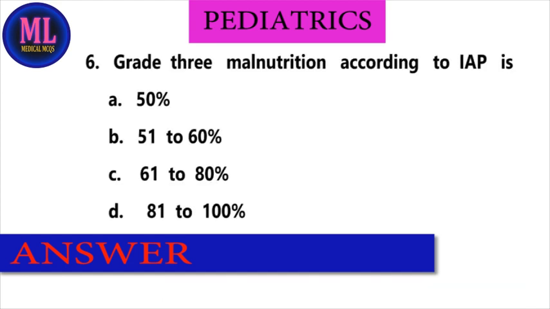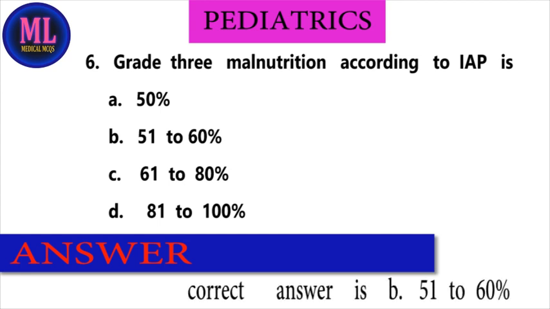6. Grade 3 malnutrition according to IAP is A. 50%, B. 51 to 60%, C. 61 to 80%, D. 81 to 100%. Correct answer is B. 51 to 60%.